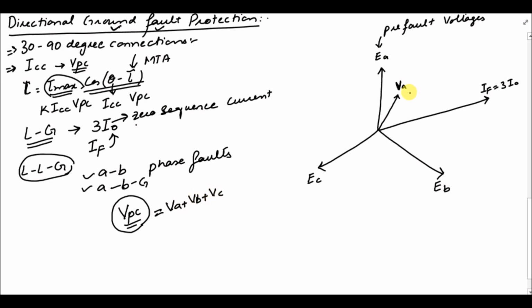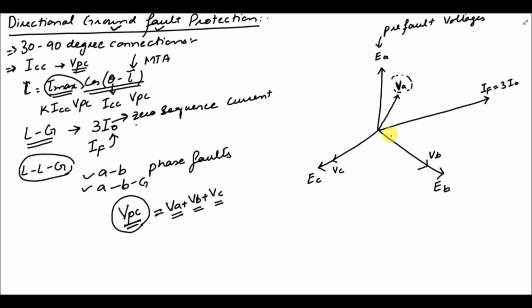This is the voltage of phase A in which the fault has occurred. Now if I have to show the voltages of the other two phases, they will be VB and VC. Because the fault in this case occurred in phase A, the voltages of phase B and phase C will remain the same. So now we know that VPC will be equal to VA plus VB plus VC.